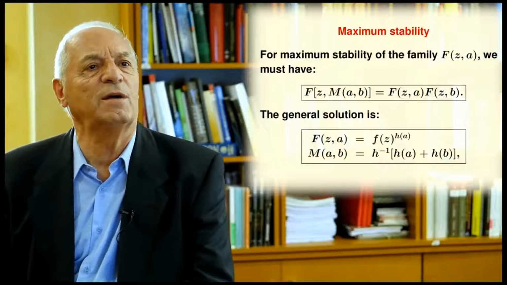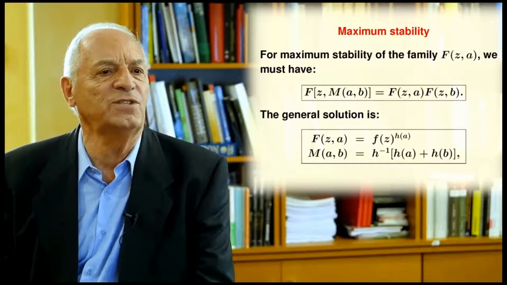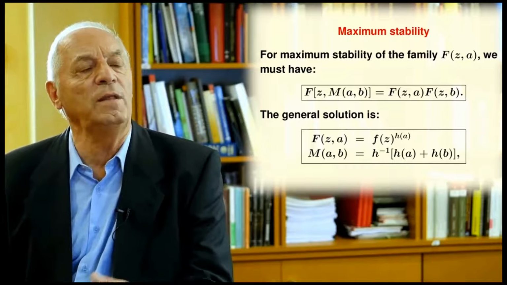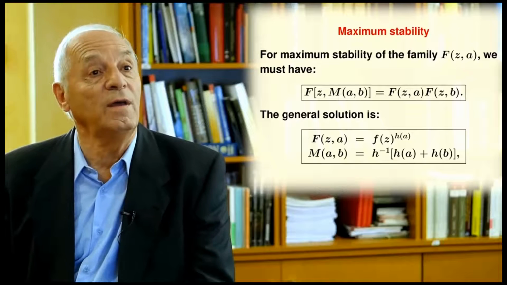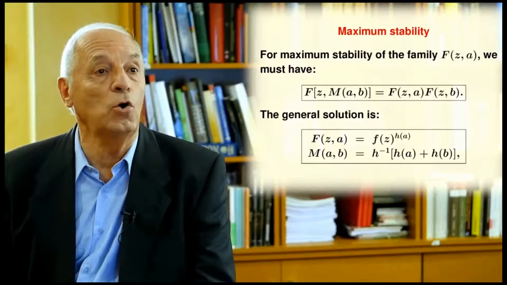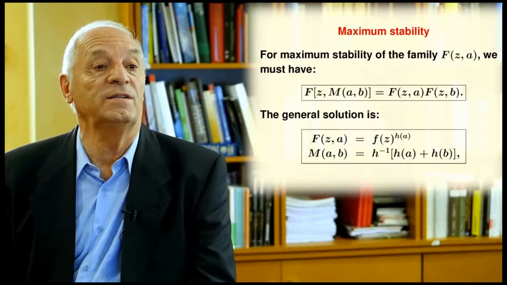We can use functional equations, of course, in statistics, for maximum stability. We want to find families of distributions such that the maximum of independent copies of this family will give you another distribution that also belongs to that family. And then we can write this in terms of a functional equation.